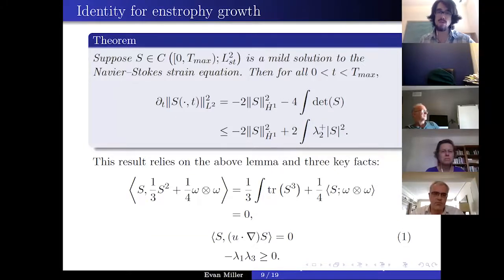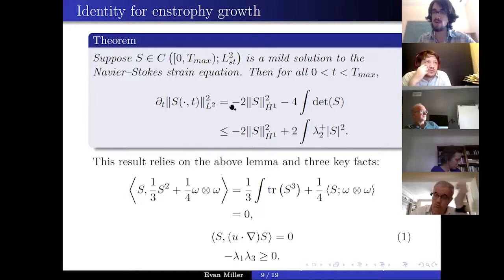And so with those two things in mind, we have the following result. For all S, a mild solution to the Navier-Stokes strain equation, the L2 norm of S behaves like minus 2 times the norm of S squared, minus 4 times the integral of the determinant of S. And so our vortex stretching term, which involves this non-locality, because S omega tensor omega. So this is an identity for entropy growth. The standard identity for entropy growth involves S omega tensor omega.